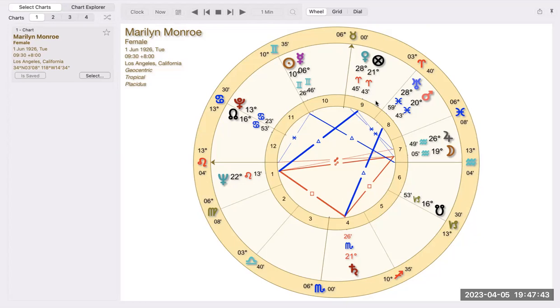Capricorn and the South Node, which we haven't talked about. I don't know if we want to talk about that. No, I don't want to confuse myself with that.